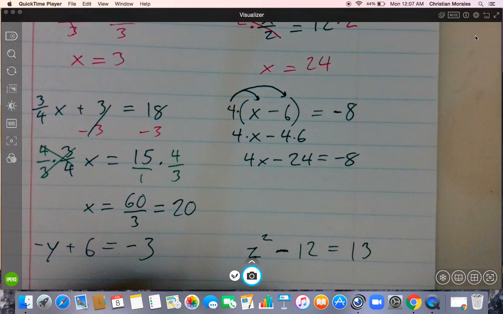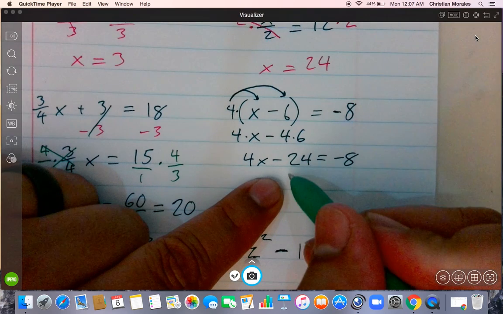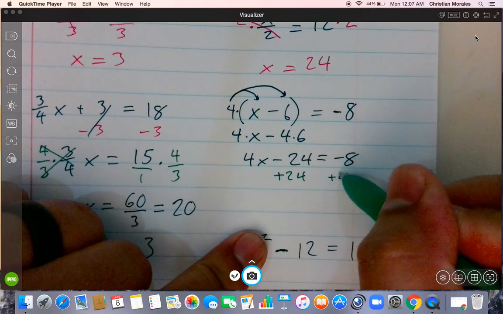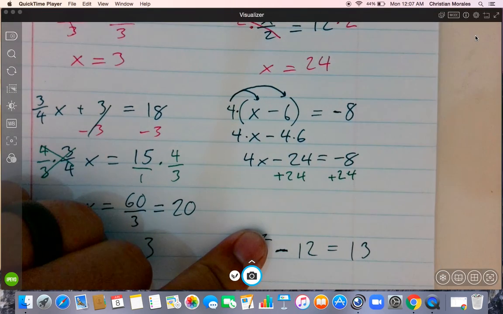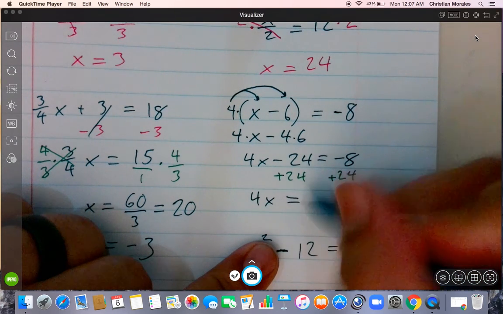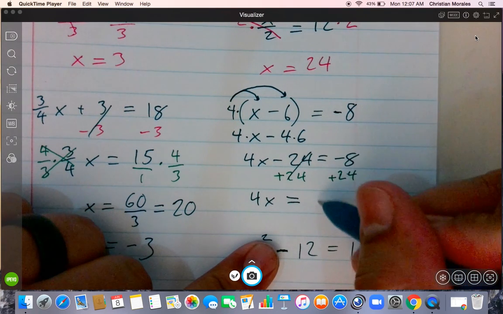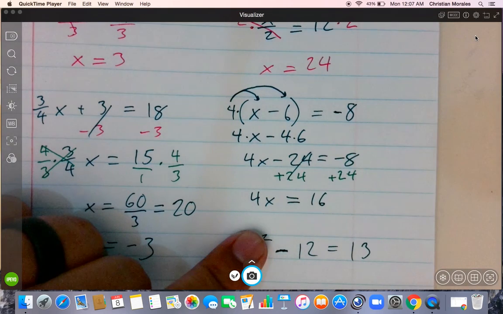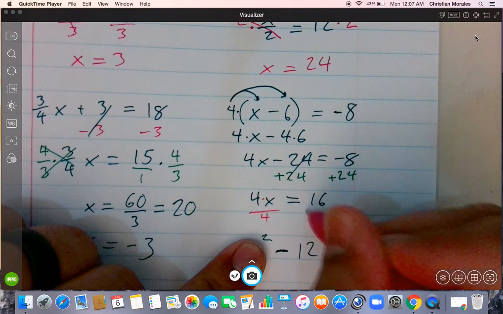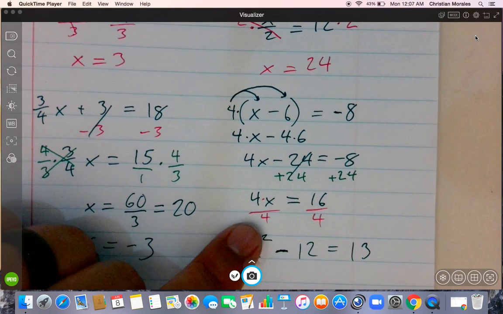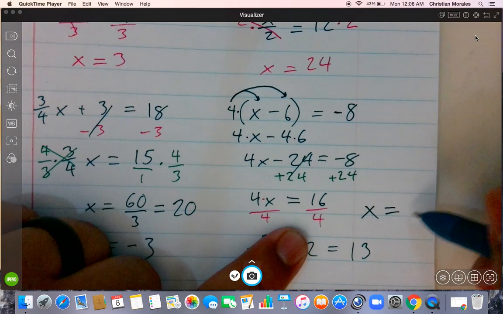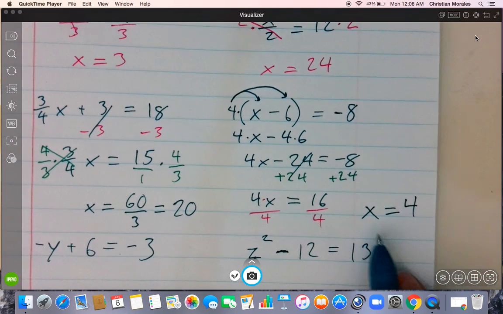Okay, now we can solve with inverse operations. Get rid of the minus 24 by adding 24. Okay, we're going to get 4x, that's gone, equals 16. Now that 4 is multiplying, so we're going to divide both sides by 4. The 4's cancel out. You're going to be left with x equals 16 divided by 4, which is 4, and that's your answer there.